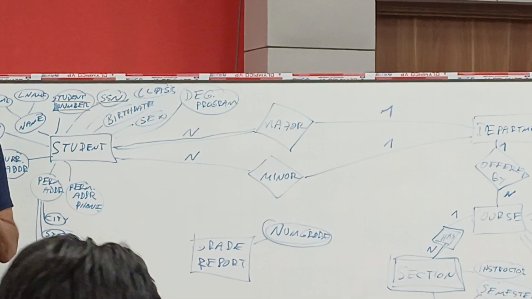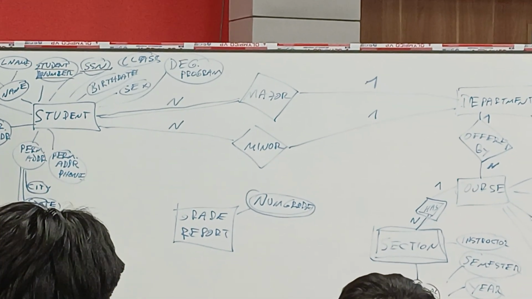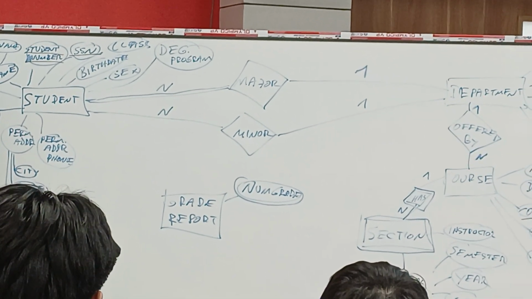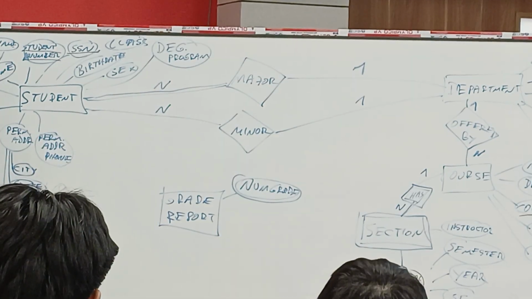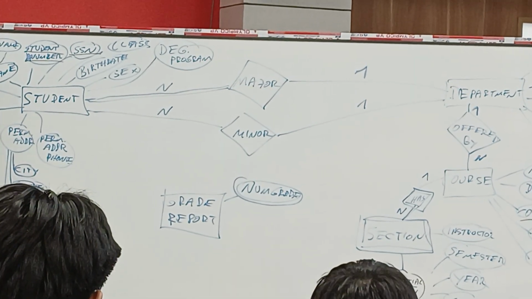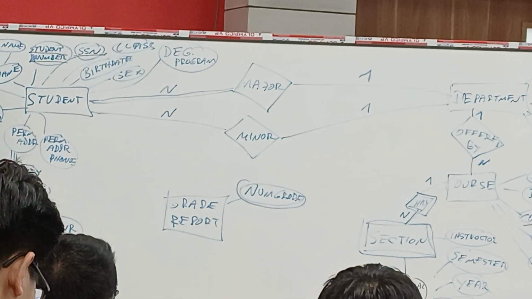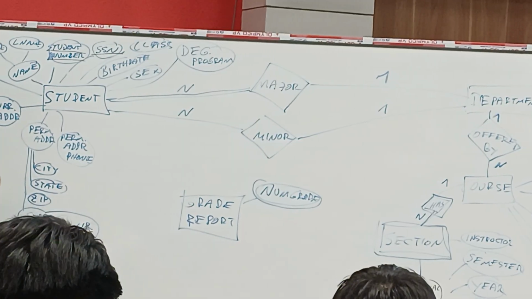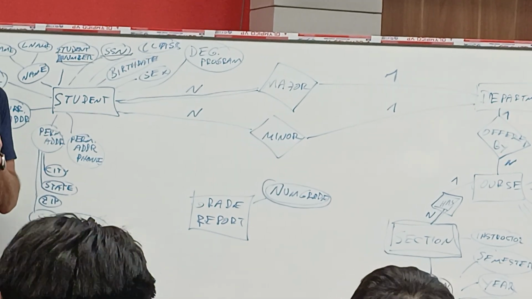So if we need to be able to print grade reports, we need to somewhere store the information which student did receive which grade in which section. If we have that information, then we can generate at runtime the grade report. That's it.